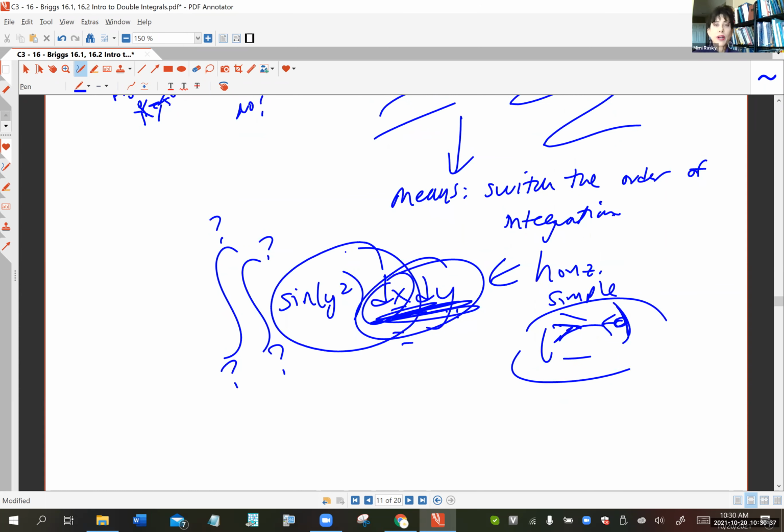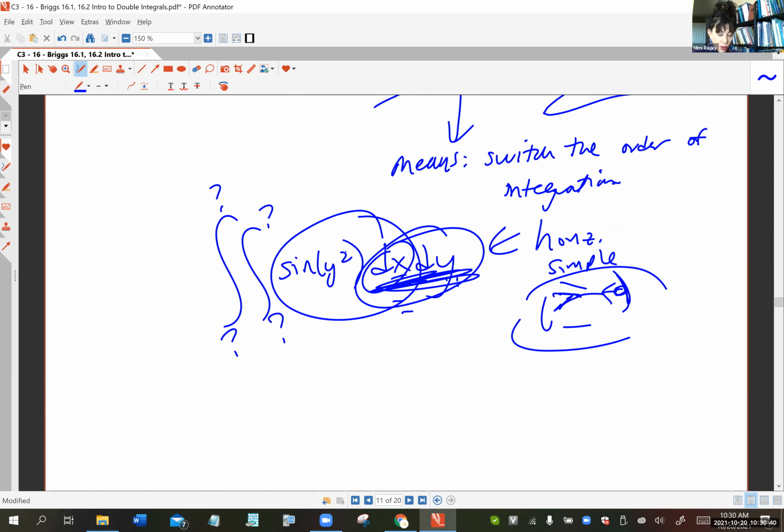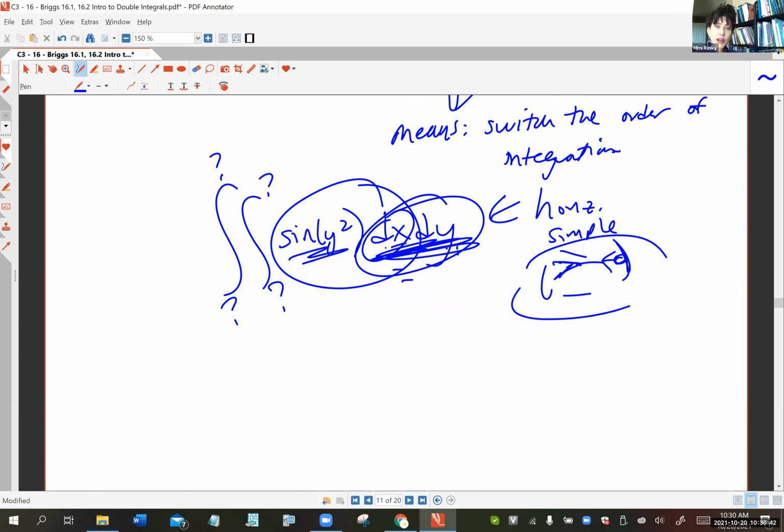Let's just actually integrate right now. Let me just show you what I mean. What is the antiderivative of sine of y squared with respect to x? Knowing that when you integrate with respect to x, you hold y constant.